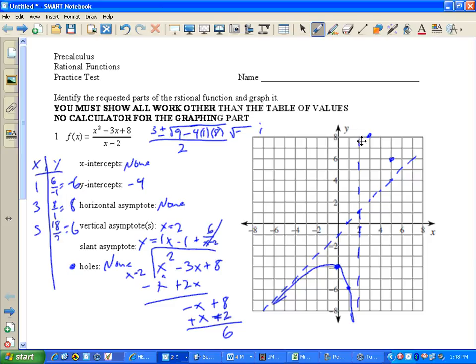Okay, so it's going to be doing... Okay, I know as I go this way, I'm approaching my slant asymptote. This is going to continue to go up, up, up, up, approaching my vertical asymptote. So this is my graph for that one.